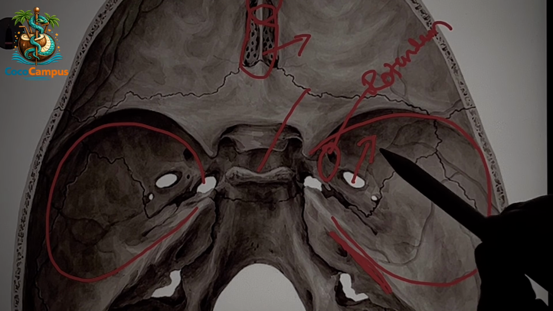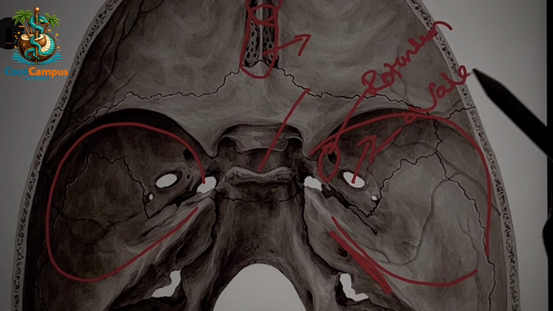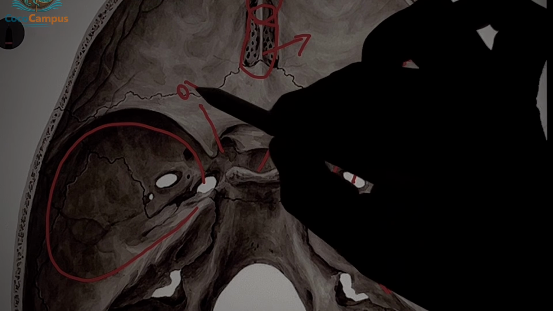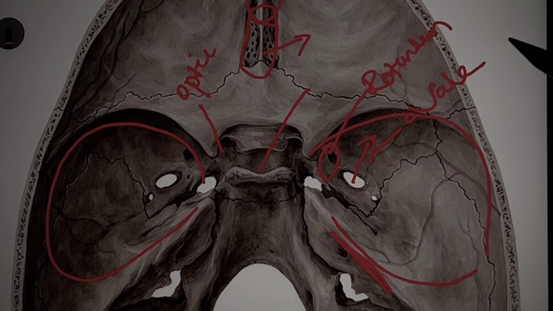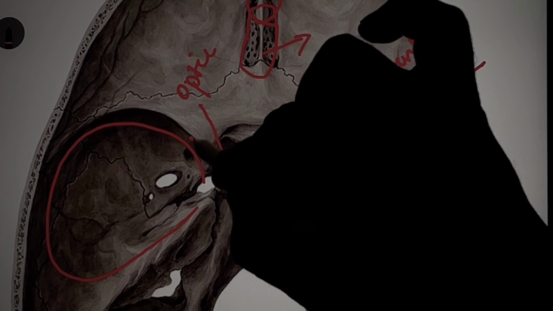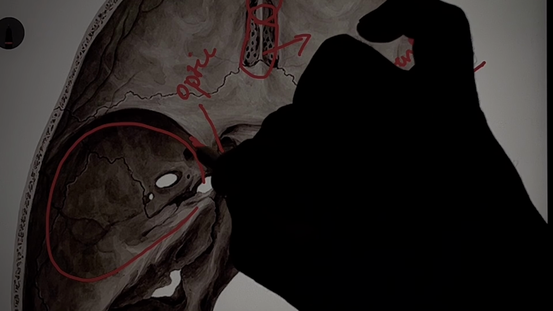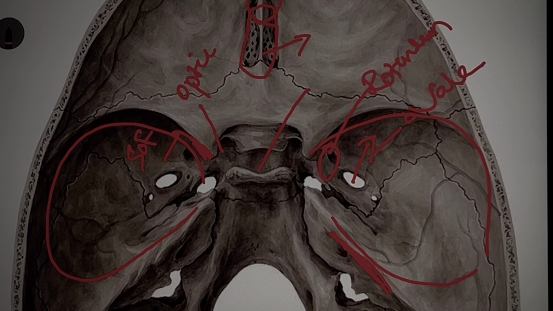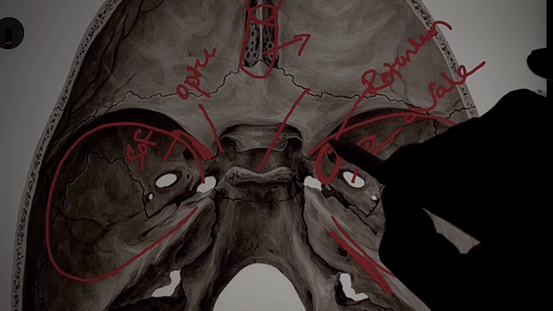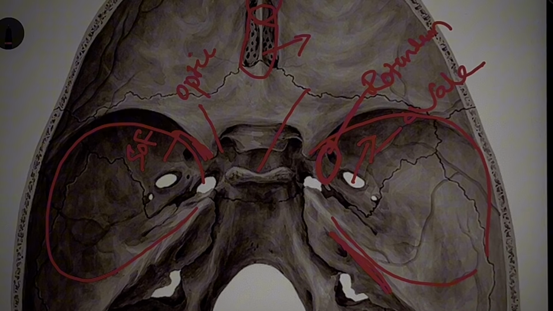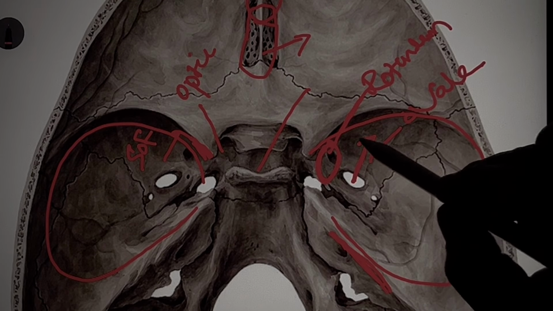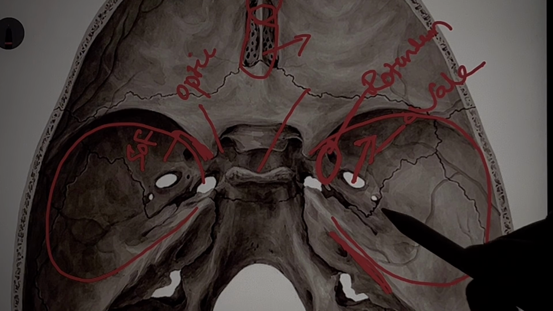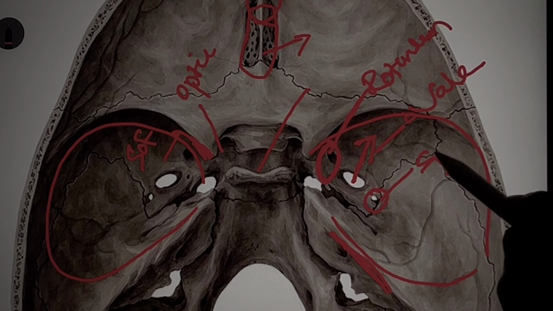Now, let's talk about the foramens in the sphenoid bone. Optic canal. The structures in it are the optic nerve and ophthalmic artery. Next is the superior orbital fissure. Cranial nerve 3, 4, first branch of 5, 6, and superior ophthalmic vein. Next is foramen rotundum. It contains the maxillary nerve. Next, foramen ovale, the mandibular nerve and accessory meningeal artery. Foramen spinosum, middle meningeal artery and vein.